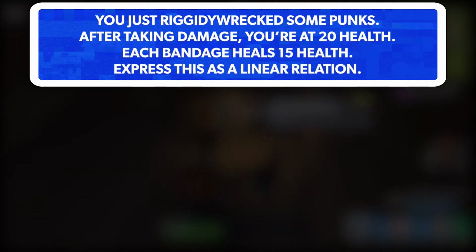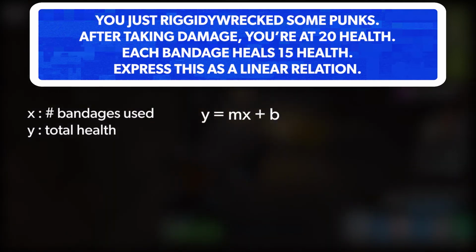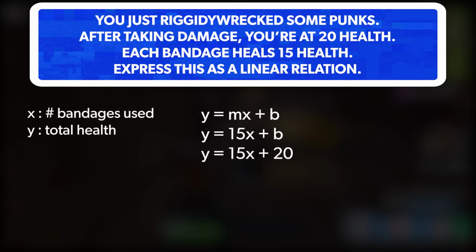Let's once again start by defining our variables. x is the number of bandages and y is the total health. Each bandage, or each x that you use, you gain 15 health. So m is positive 15. In this current situation, your health is starting at 20, so b is positive 20. So your equation is y equals 15x plus 20, and it represents this very specific situation.